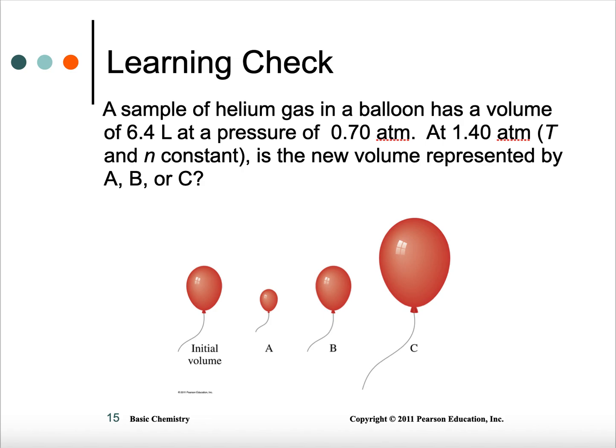A sample helium gas in a balloon has a volume of 6.4 at a pressure of 0.7 atmospheres. If you change the pressure, what's the new volume? Okay, well, I don't know the number. I'd have to use a calculator to find the number, but I know that if you increase the pressure, then you're going to decrease the volume. Okay, so I would guess A on that.